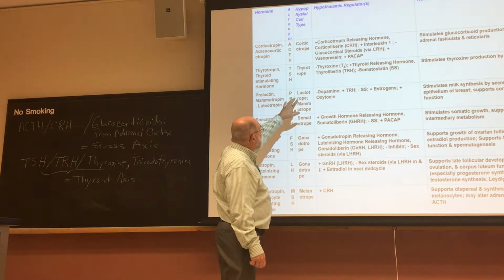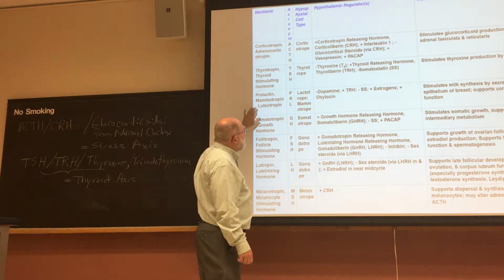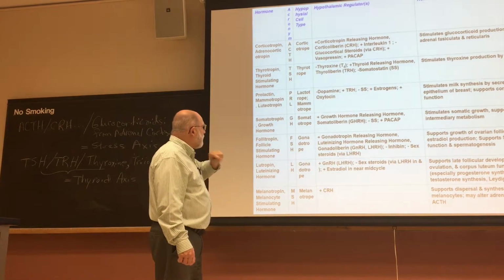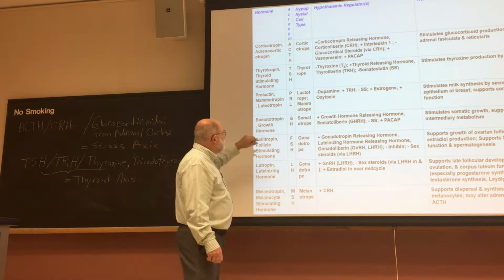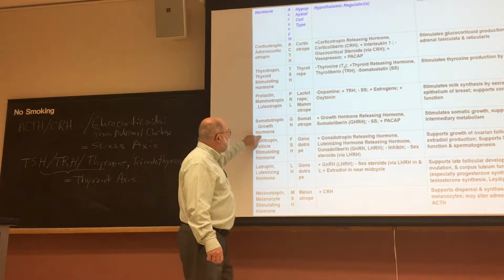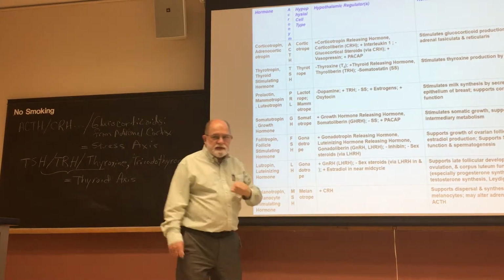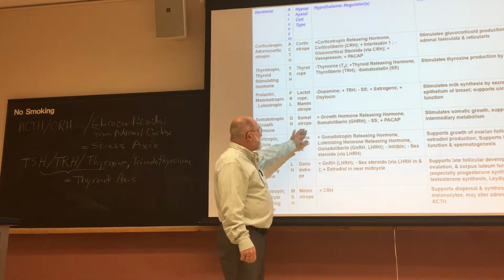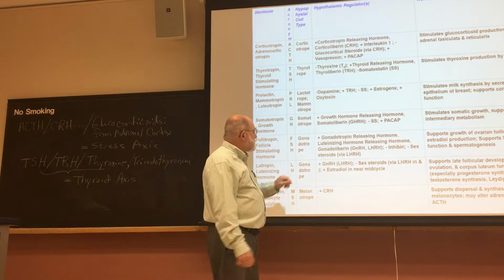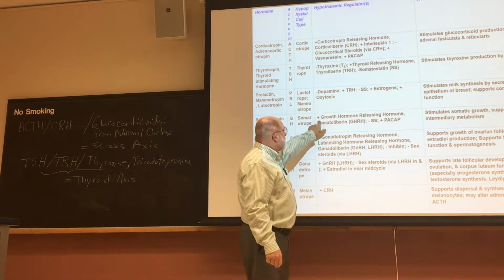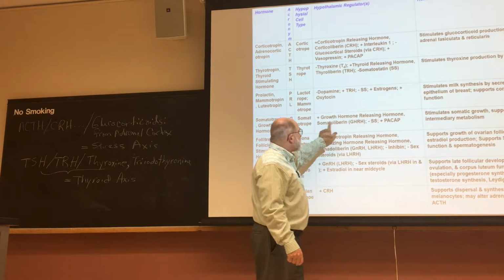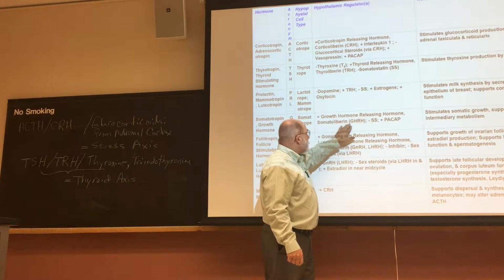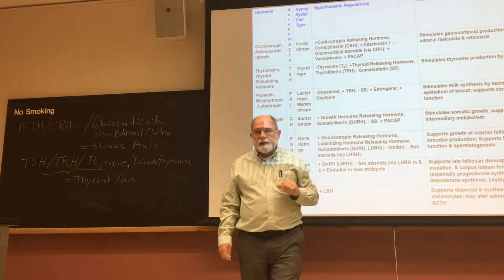Let me skip prolactin for a minute, because it turns out to have some unique characteristics. Somatotropin, or growth hormone, is a protein. It's a single peptide protein made by the somatotrope. And as you found out in the exam, there are two things that help control it. One is growth hormone releasing hormone, or somatolibrin. This is 44 amino acids long.